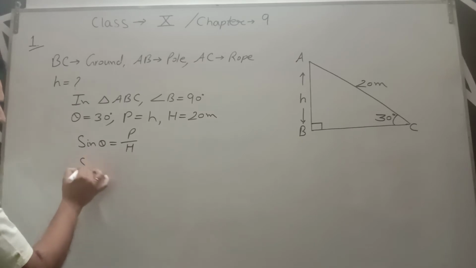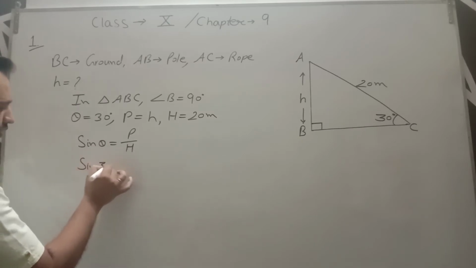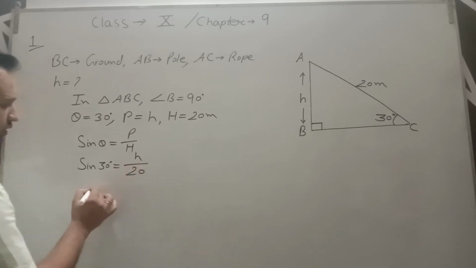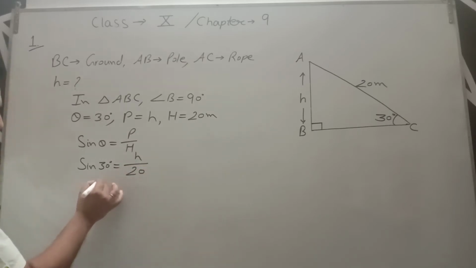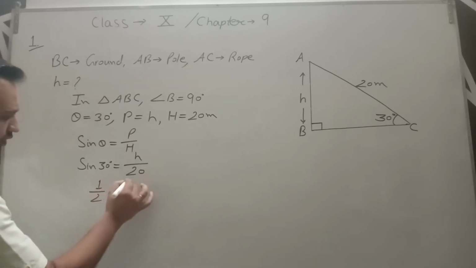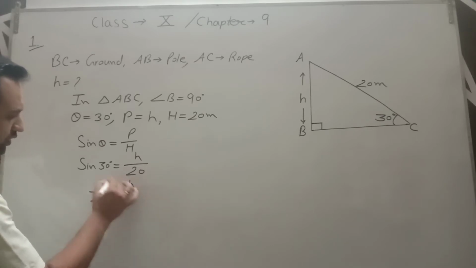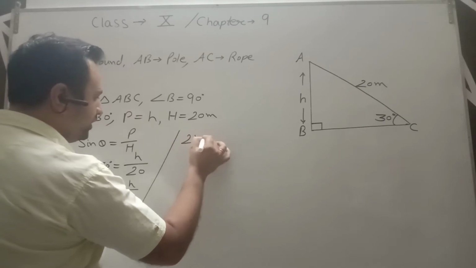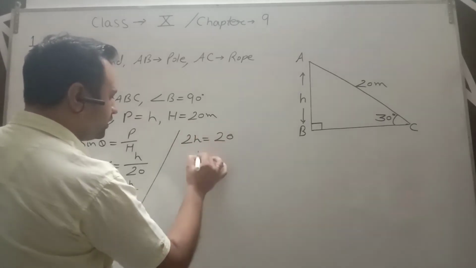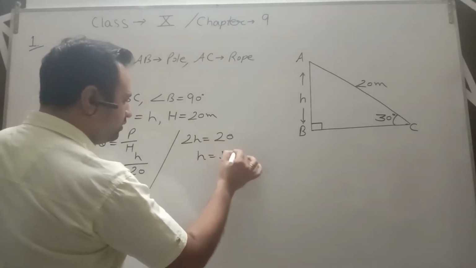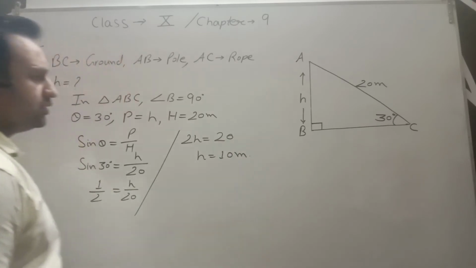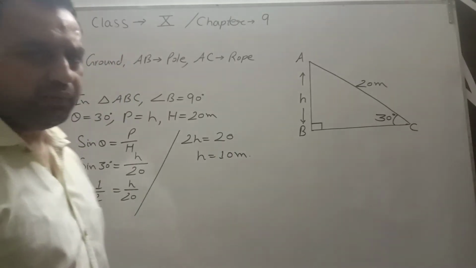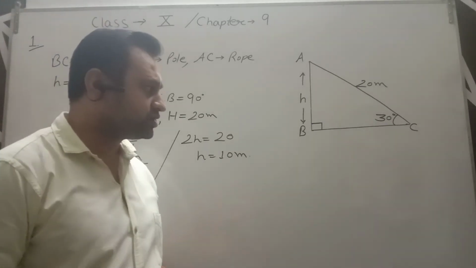Now put the value. Sin 30 degree is equal to h upon 20. What is the value of sin 30 degree? 1 by 2 is equal to h by 20, and after cross multiply 2h is equal to 20 and h is equal to 10 meter. So the height of the pole is equal to 10 meter. I hope the first question is clear. Just note down.